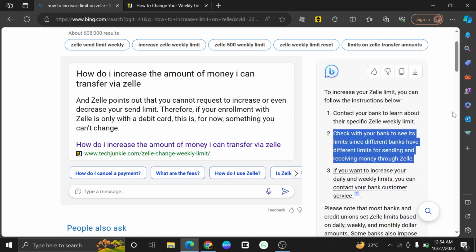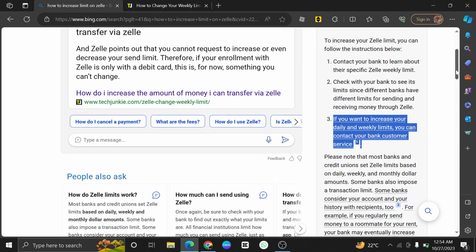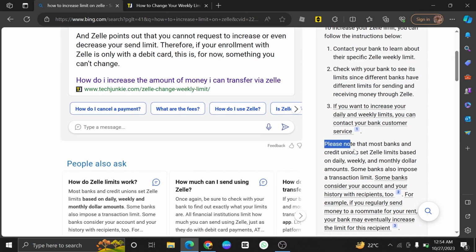You will need to speak with a customer service representative or a banking representative who can assist you with increasing your Zelle limit. Explain to the representative that you would like to request an increase in your Zelle transaction limit. They will guide you through the process. The bank will review your request, and if it is approved, they will update your Zelle limits accordingly.